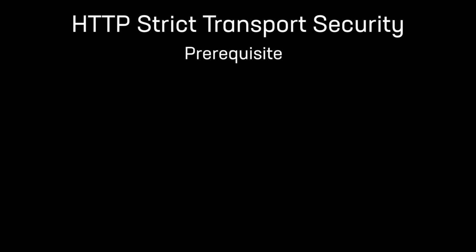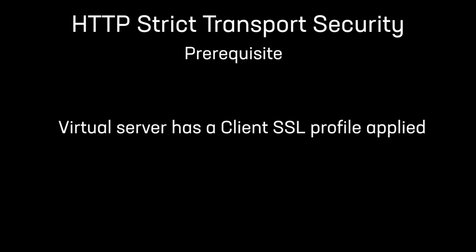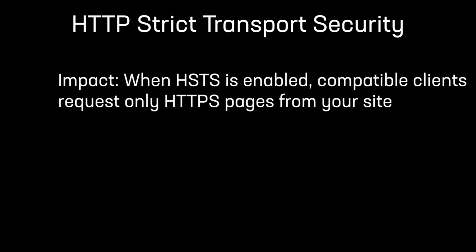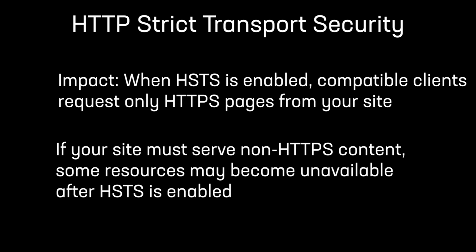Before you perform this procedure, make sure that the virtual server you will use for HSTS has a client SSL profile applied. HSTS applies only to HTTPS traffic and requires that clients connect over TLS. When you enable HSTS, compatible clients request only HTTPS pages from your site. If your site must serve non-HTTPS content, some resources may become unavailable after HSTS is enabled.